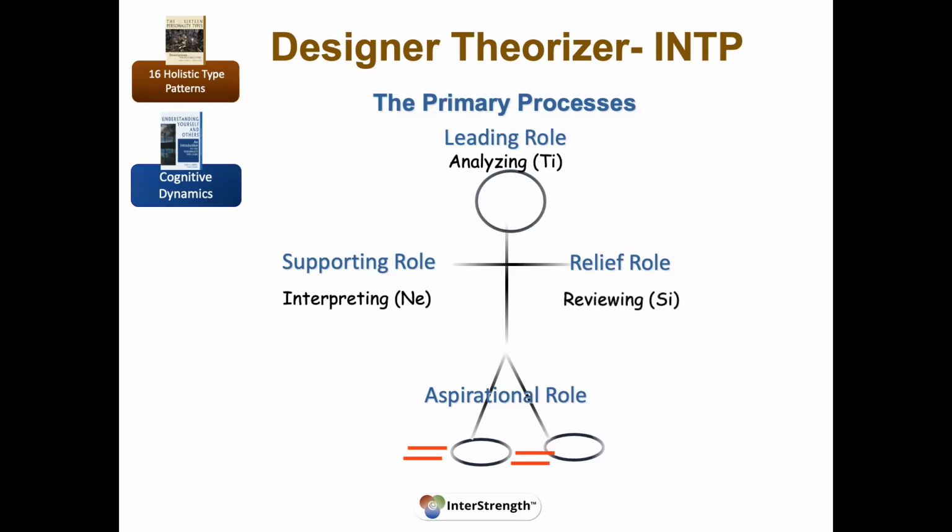The supporting role in this pattern is interpreting. So seeing patterns and connections through extroverted intuiting, noticing that there are these connections, and you can see how this feeds the designing aspect of the theorizer pattern, because it enables you to see a connection that maybe somebody else didn't see, and you can create a new understanding or some new connection.